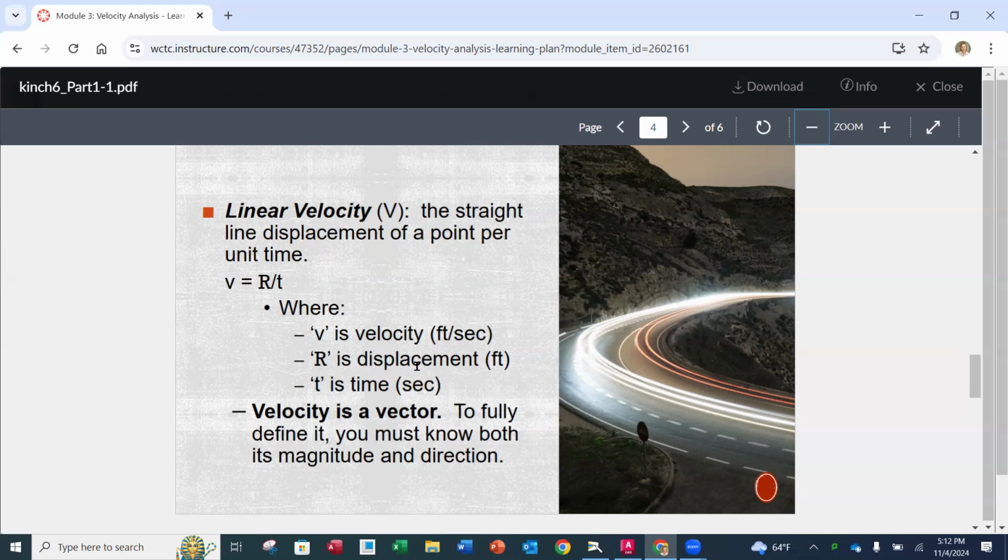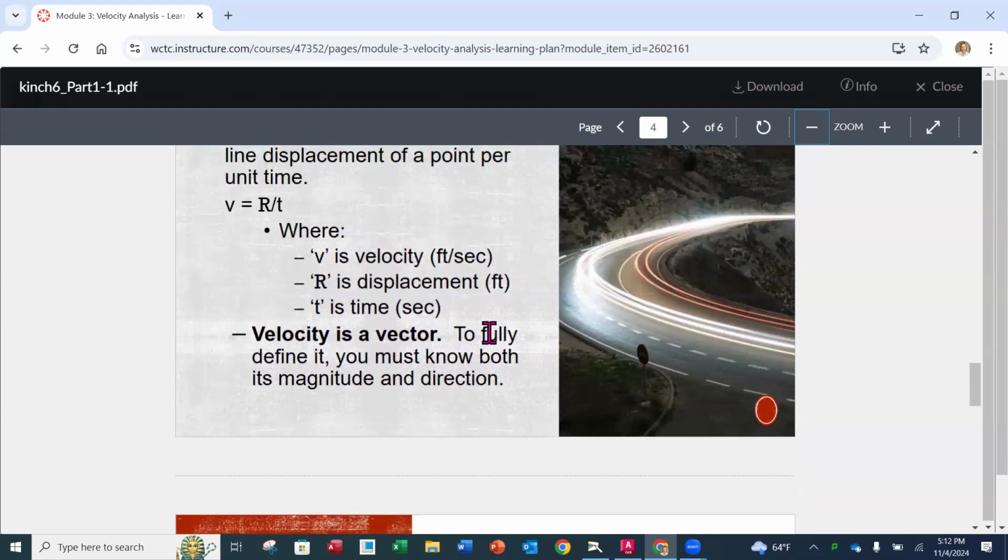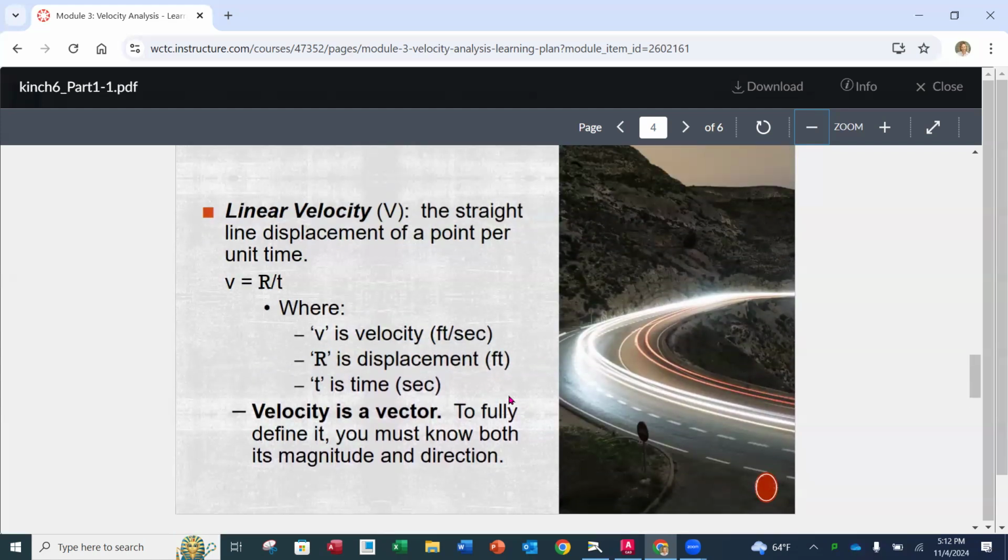The calculations for the magnitude of both speed and velocity are exactly the same. It's just that velocity becomes a vector when we add direction. Before I move on from this, velocity, because it's a vector, is going to be represented with a line with an arrowhead.